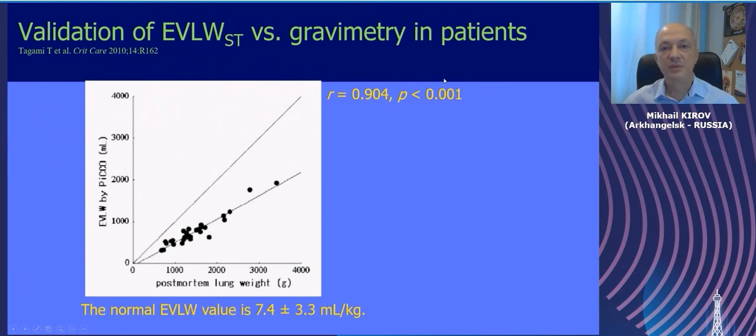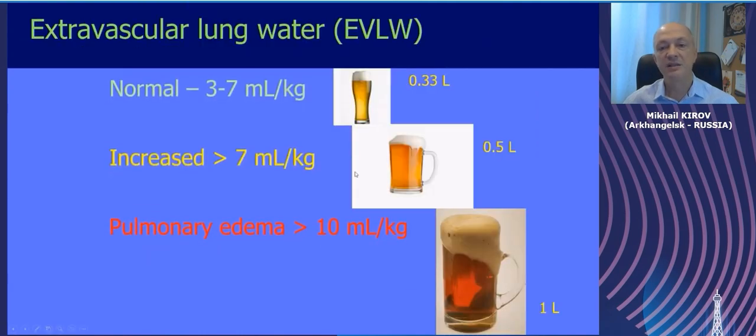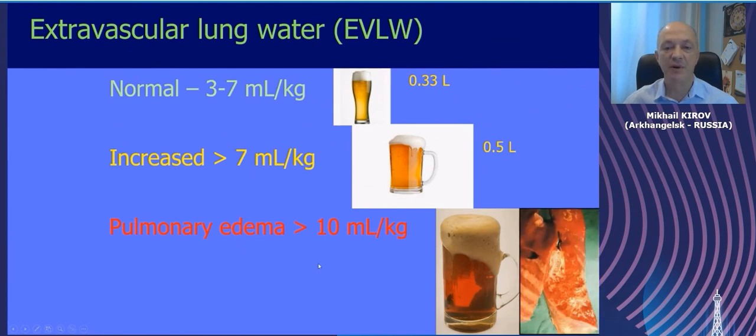Also, lung water measurements have been correlated in non-survivors of critical illness by our Japanese colleagues, demonstrating that the normal lung water value is close to 7 mL per kilogram. Thus, the increased lung water is more than half a liter in an adult patient. And if we see lung water exceeding 10 mL per kilogram, we can see pulmonary edema with foam from the pulmonary root.